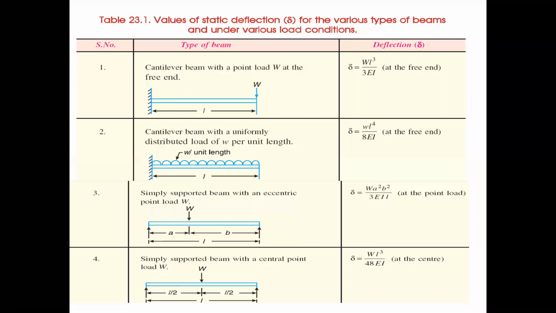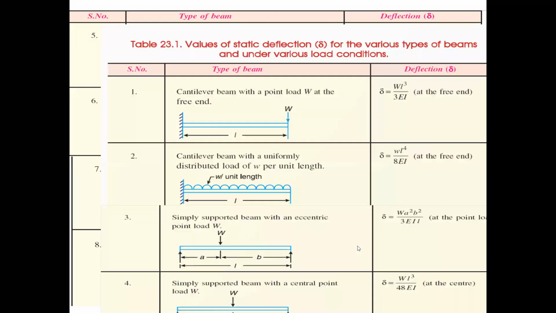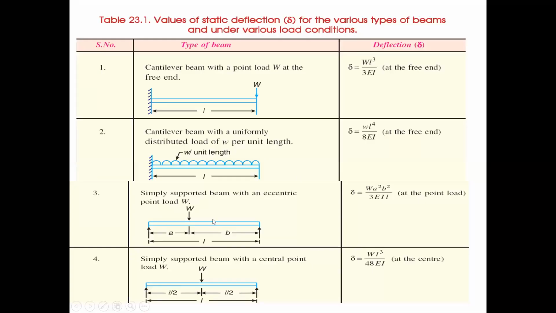Similarly, the beam is again a cantilever, but the type of load is UDL. Then find the static deflection, and the static deflection value varies here. That is WL power 4 by 8 EI. WL power 4 by 8 EI.